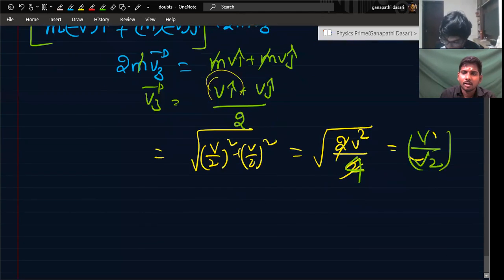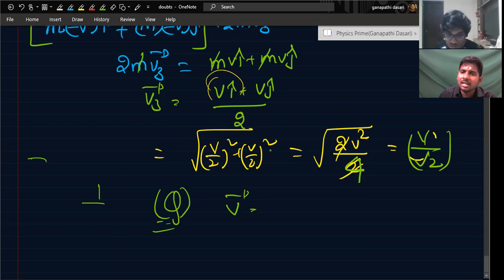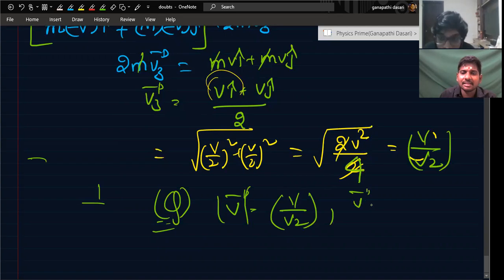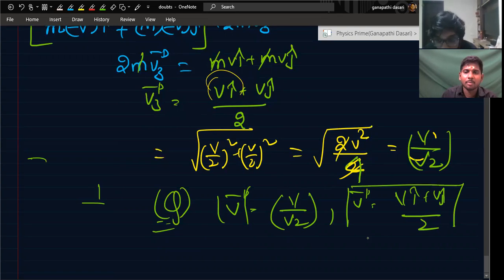Now, kinetic energy is how much? The question asked: half mv square. The question can be asked anything. What is the velocity vector of the final body? What does velocity vector mean? If I take these directions, the velocity magnitude, the speed, is v by root 2. If the vector is asked, given those other two vectors, it is (vi cap plus vj cap) by 2, the vector of the third body. And the question can be asked as: what is the angle inclined by the third body from the horizontal?